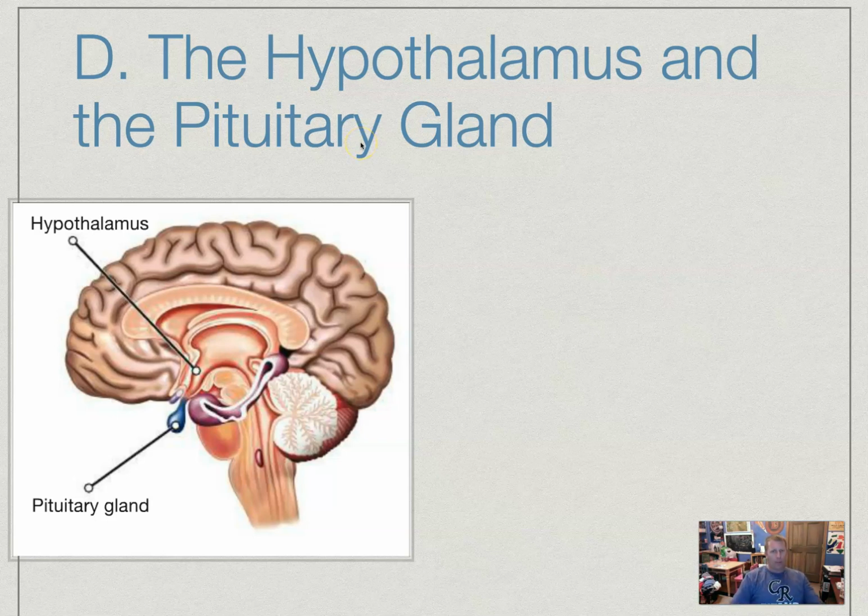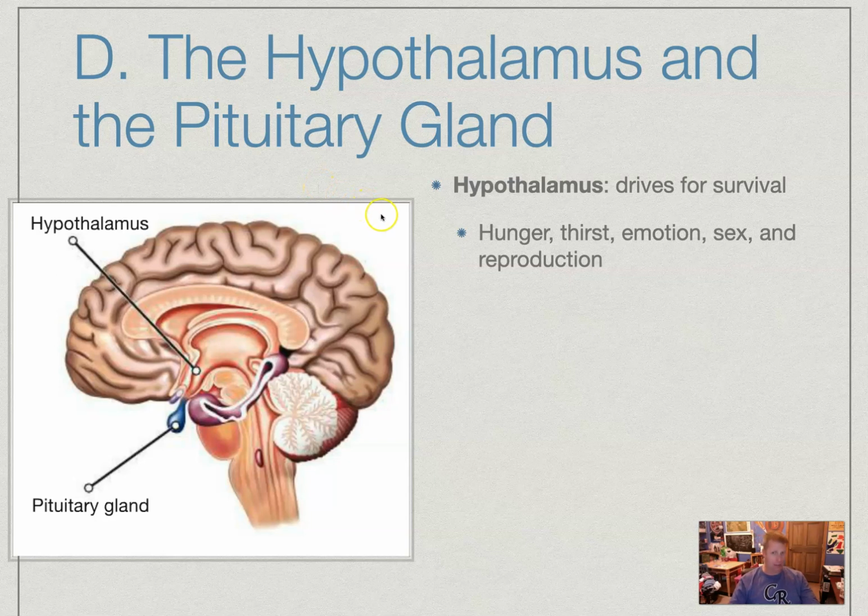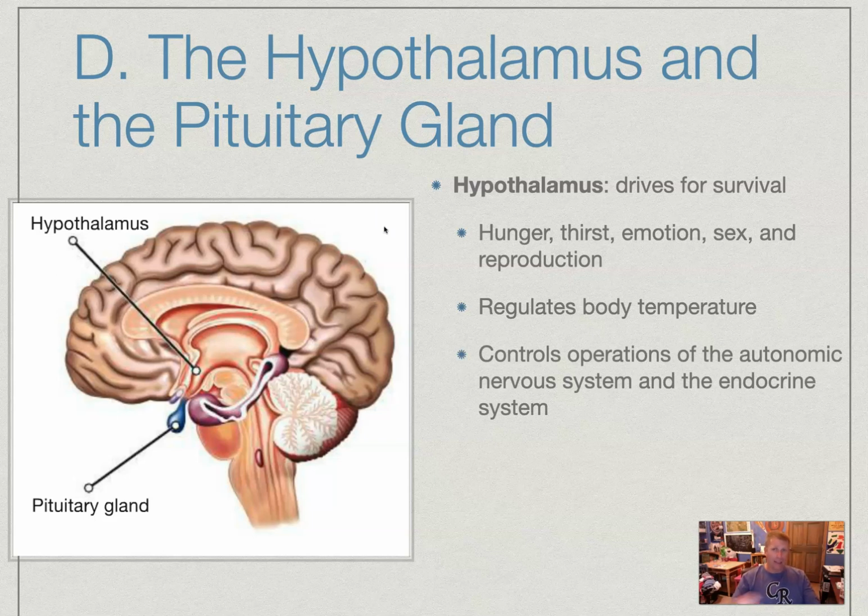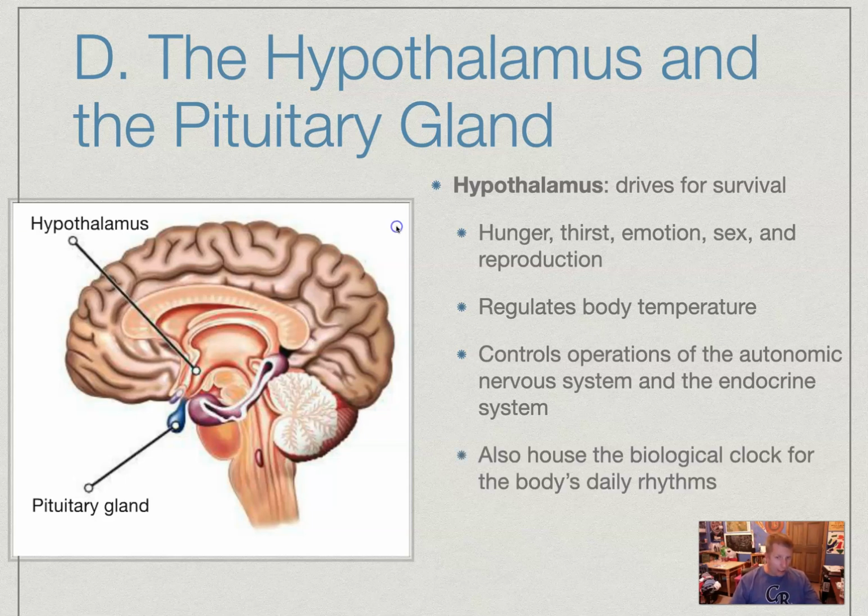Going down into more of the midbrain, we have the hypothalamus, which we can do as our animal brain like this, or we can use our knuckles. Our drives for survival, our 4 F's: food, fight, flight, and fornication, or fun. So hunger, thirst, emotion, sex, reproduction are all in the hypothalamus. It regulates our body temperature. It literally means below the thalamus in Latin. It controls operations of the autonomic nervous system and the endocrine system. It also houses our biological clock, our circadian rhythms, all these wonderful things.